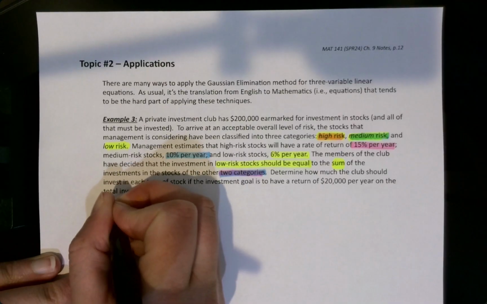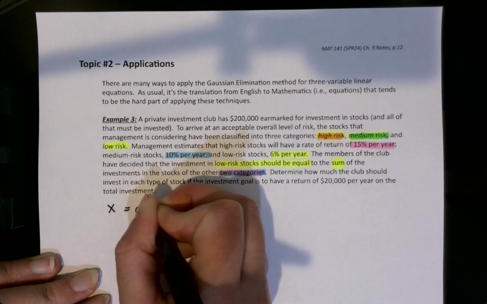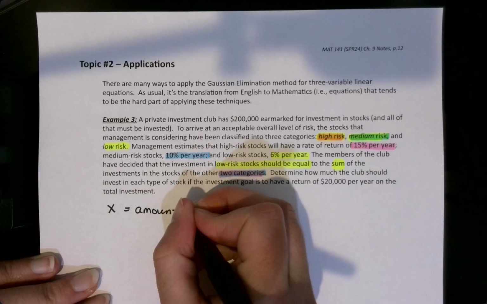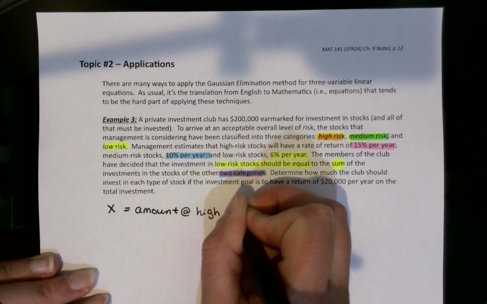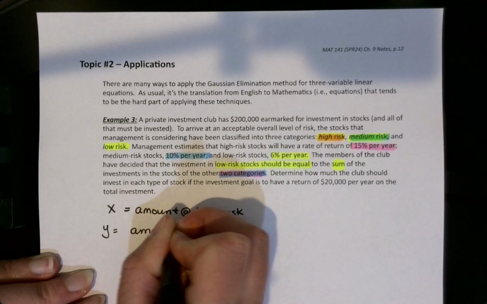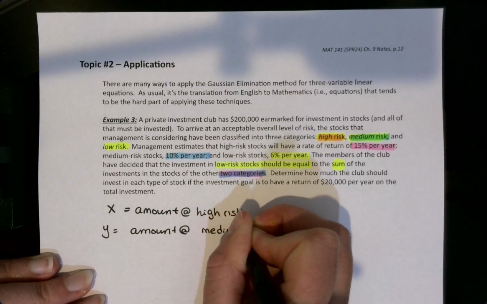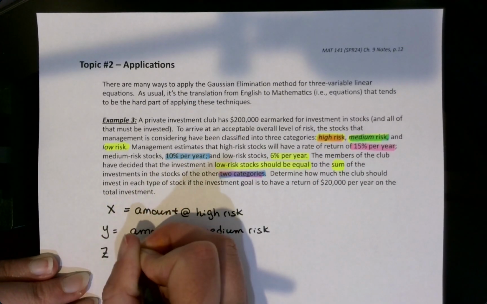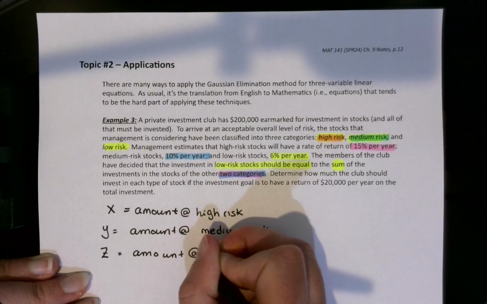I'm going to use the variables x, y, and z. X is going to be the amount that we're going to invest in the high risk category. X amount invested at high risk. Y is going to be the amount invested at medium risk. And I'll use Z as the amount invested at low risk.